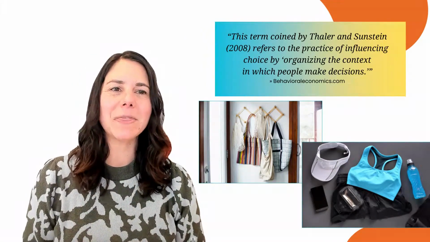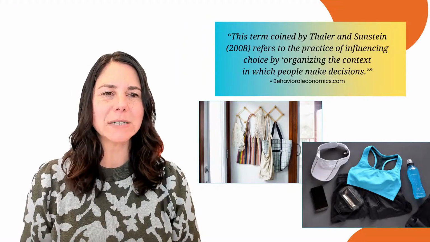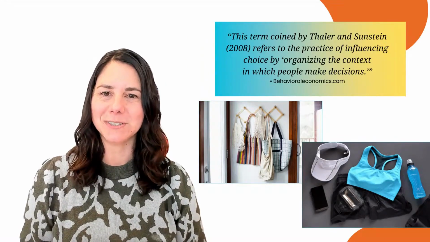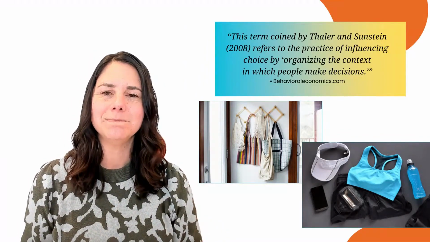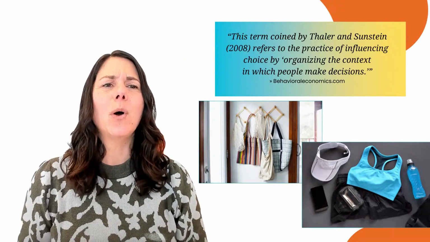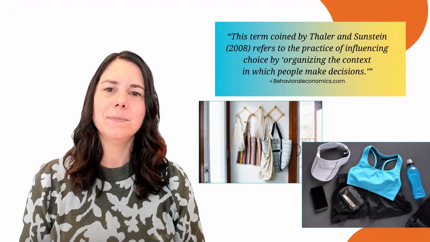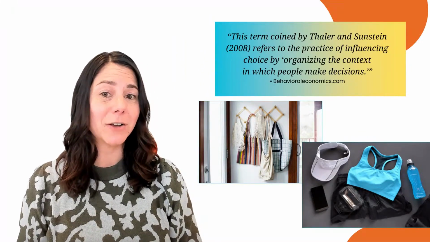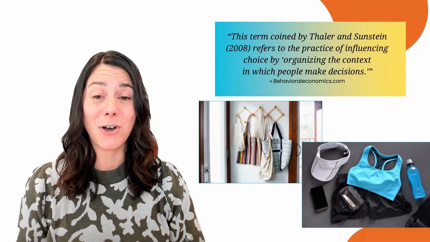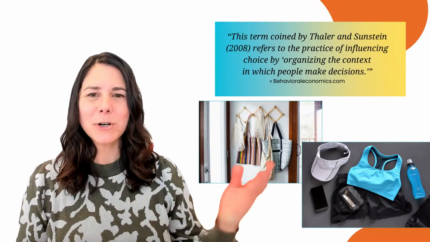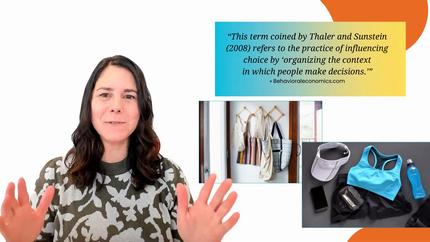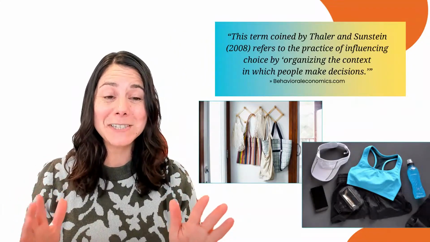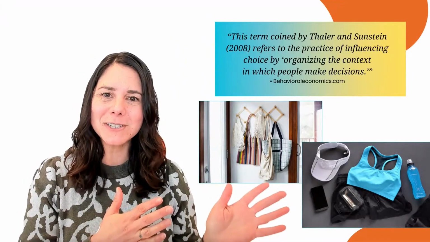This term, coined by Thaler and Sunstein, refers to the practice of influencing choice by organizing the context in which people make decisions. And this comes from behavioraleconomics.com. So what does it mean to organize the context in which we make decisions? It sounds pretty complicated, but actually if we look around our house, we're probably doing this to ourselves already. Have you ever put out some exercise clothes, have them ready for the next day because you want to make sure you get your butt in gear and you go exercise? That could be an example of choice architecture.